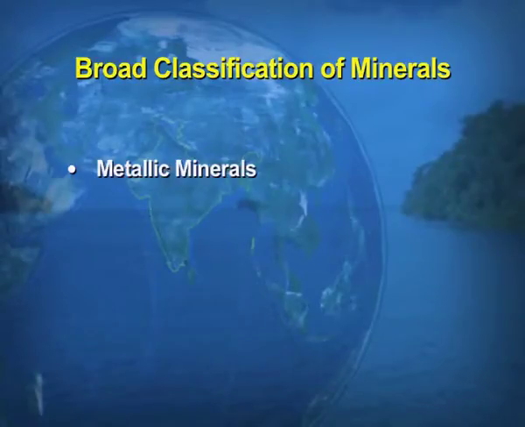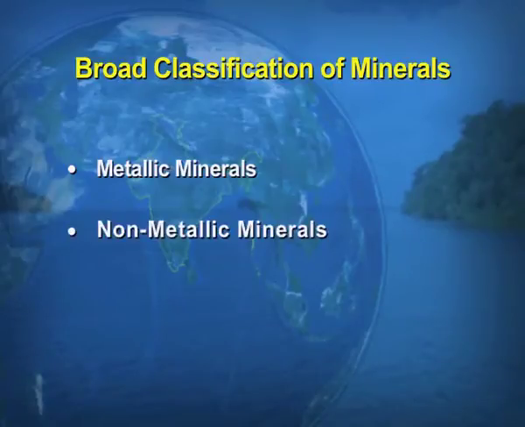Now, there is a broad classification of the minerals. Minerals are basically divided into two types. One, metallic minerals, another is non-metallic minerals. As the name suggests, metallic minerals are those with metal content, may be gold, silver, iron, copper, and non-metallic minerals do not have metallic content.